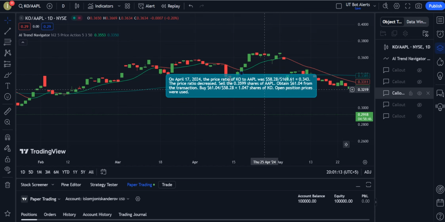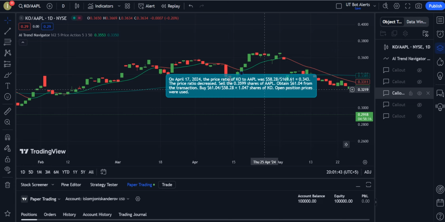We fast forward to April 17, 2024, and we see that the price ratio of Coca-Cola to Apple on that date was 0.343. So now the price ratio decreased. And how did we obtain the price ratio? We divided the price of Coca-Cola, which was $58.28, by the price of Apple, which was $169.61, which yielded the price ratio of 0.343. So the price ratio decreased from the previous transaction.